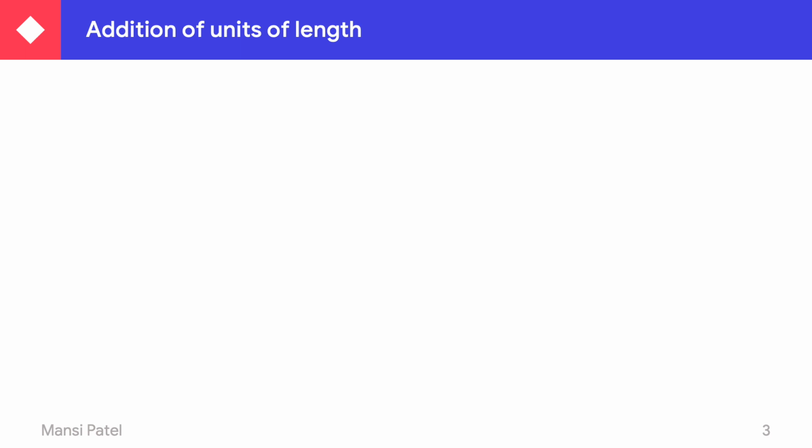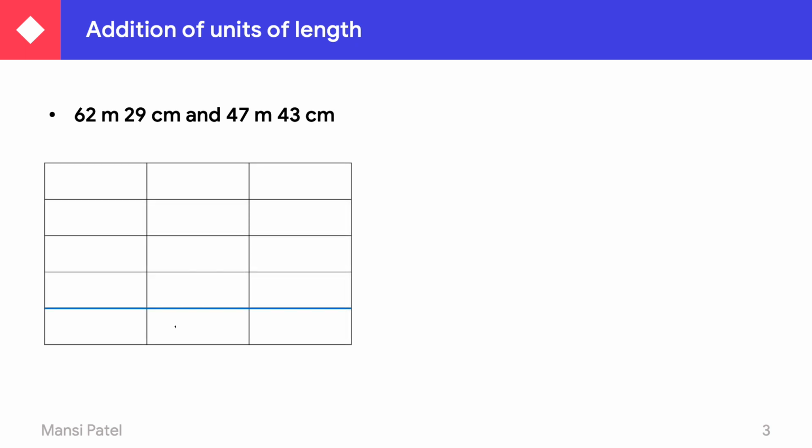Let us see another example: 62 meter 29 centimeter and 47 meter 43 centimeter. As we know, we first have to draw one table. Now, in this table, we have to write down the units. Your units are meter and centimeter. So, below the meters heading, we write the meters, and below the centimeter heading, we write the centimeters number.